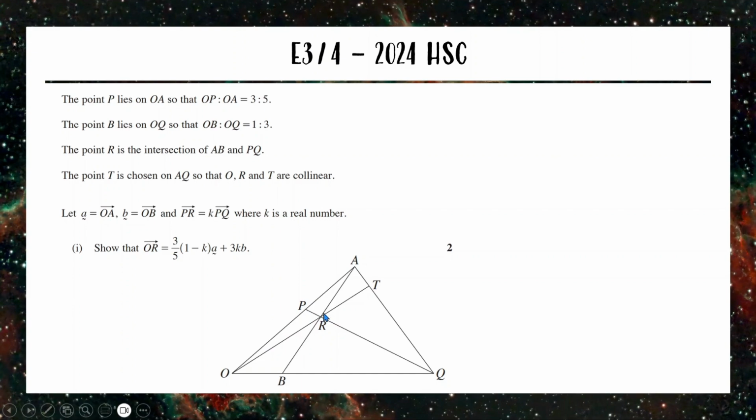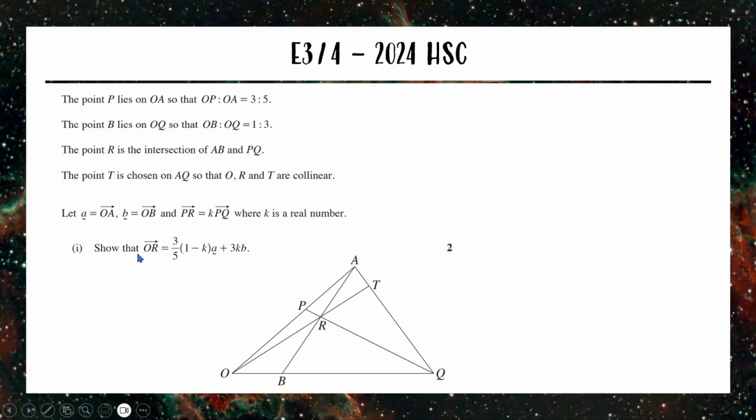R is the intersection point of a bunch of stuff in the middle. T is chosen so that O, R and T are collinear. So if it looks like a straight line on this, it probably is a straight line. Okay, PR is equal to k PQ. So that just says that PR is some number times PQ. So PR and PQ are also on the same line because you take PQ, you multiply it by something, and you get PR. That's all that's saying right there. It's just a little hint to help you with the question.